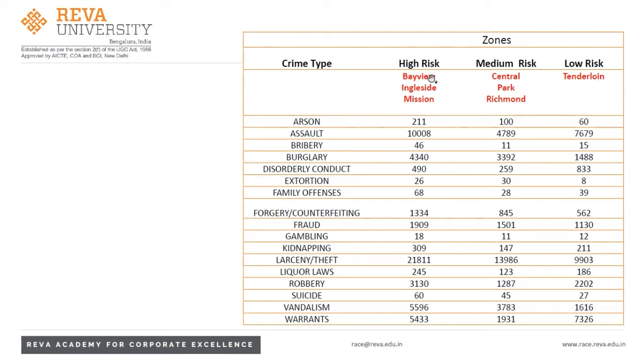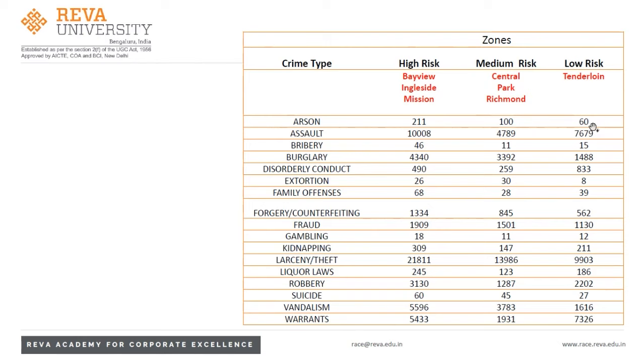Now, what is the typical profile of high risk areas? High numbers of incidents of assault, high incidents of arson. You also see reasonably high incidents of disorderly conduct and burglary related crime. You can see 21,800 odd cases, which is the highest when it comes to larceny and theft. So high risk areas like Bayview, Ingleside, and Mission need to be avoided for assault and such things. When you look at medium risk, that is Central Park and Richmond, most of the numbers are in between high risk and low risk. And I'll quickly jump to low risk.